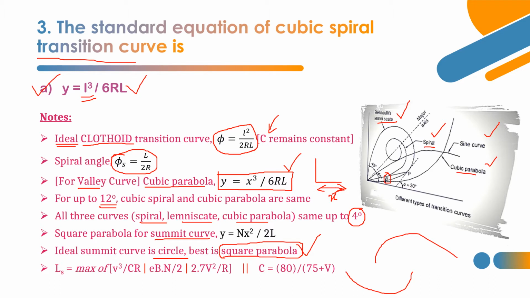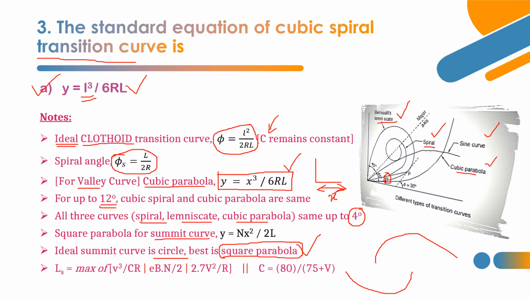When it comes to ideal curve, it depends on sight distance criteria. So that's why circle is the ideal summit curve. But in case of comfort, best ride quality and simplicity in calculation, square parabola is the best one. So there is one difference.